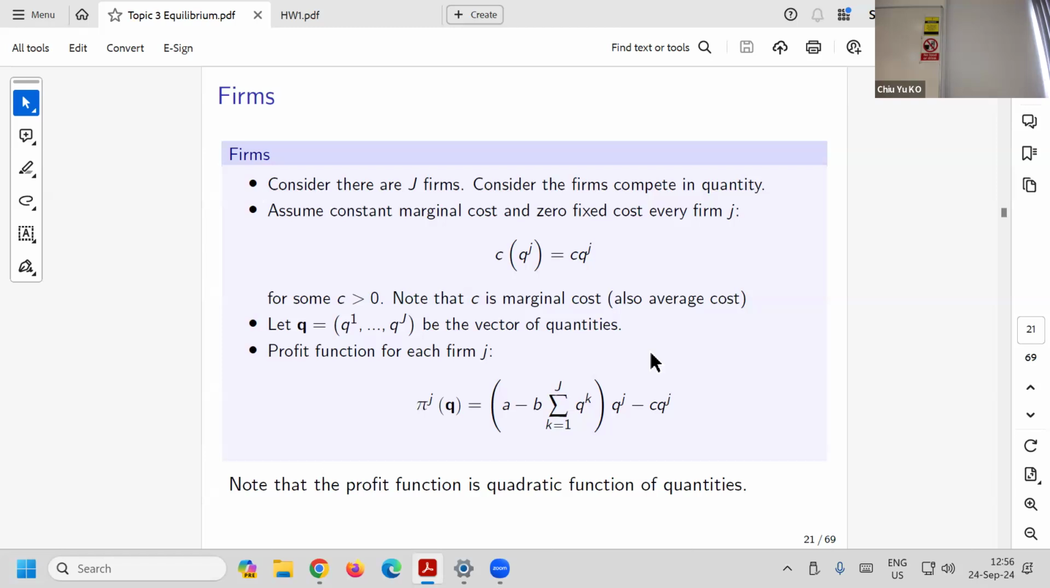So then this would be the profit function for each firm. This is the price. Price is linear, so it's A minus all the quantity, times its own quantity, that's revenue, minus its cost. So very simple. There's nothing very deep here. And you do note that the price is contingent on its own quantity, right? So you would have a solution.